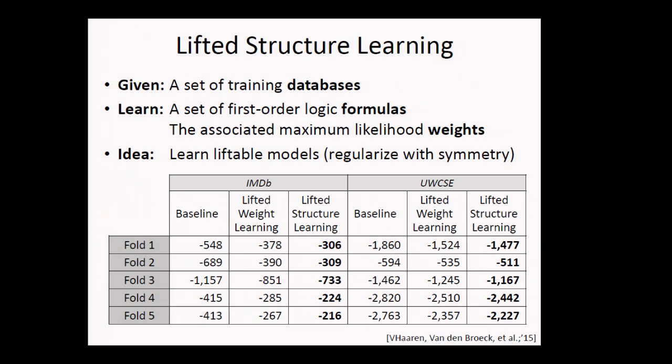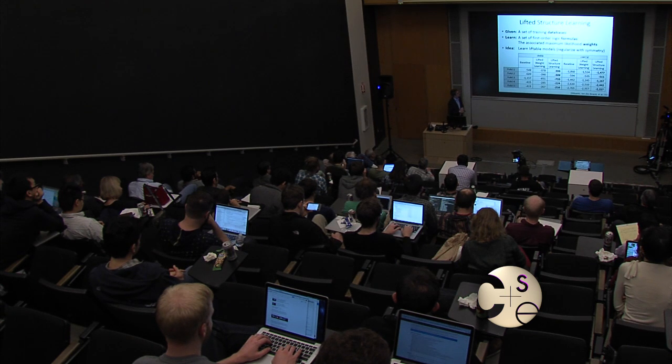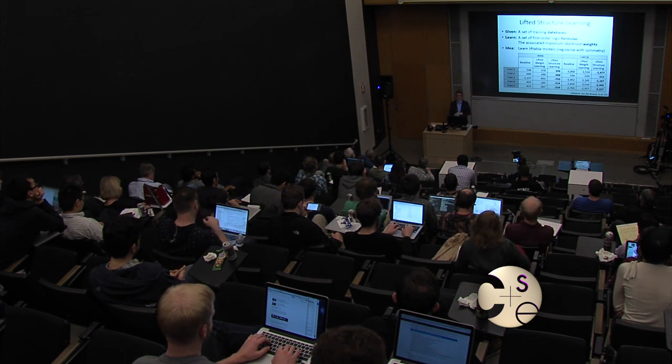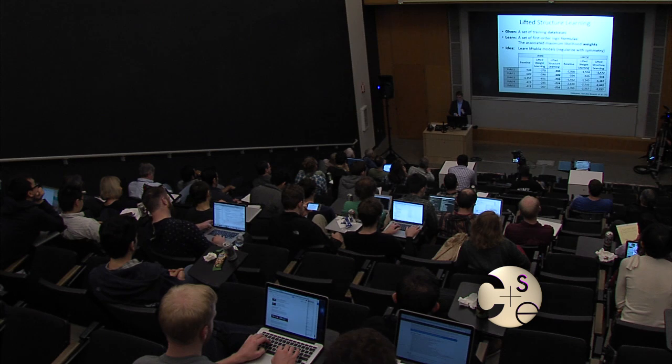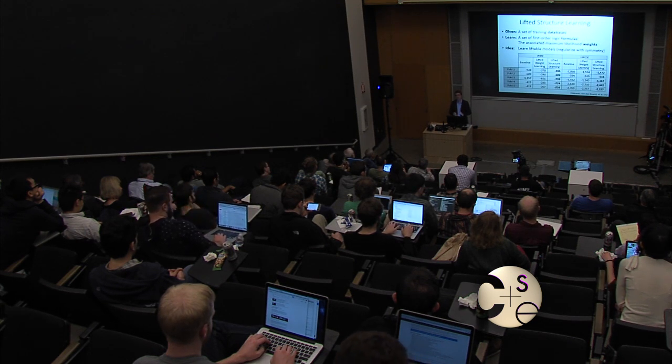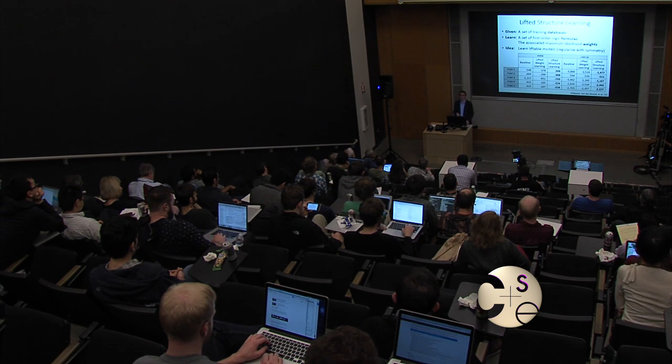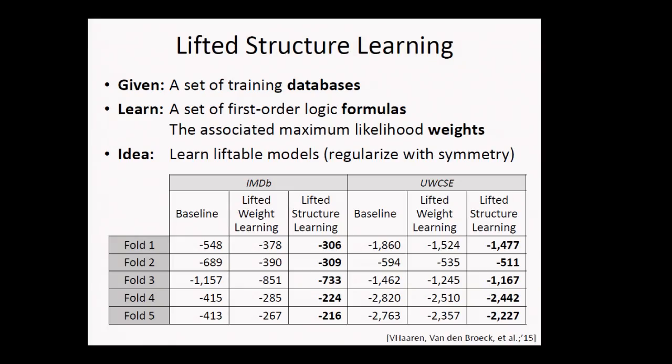And the idea is that if you find a representation that has many symmetries and that is liftable, it's going to be a very good generalization from your data. Okay, this is what happens. The baseline is the state-of-the-art statistical relational learning algorithm for Markov logic. It works quite well. If you plug in lifted inference to do the weight learning, you get a very significant improvement. So closer to 0 means that you're learning much better models from your data.